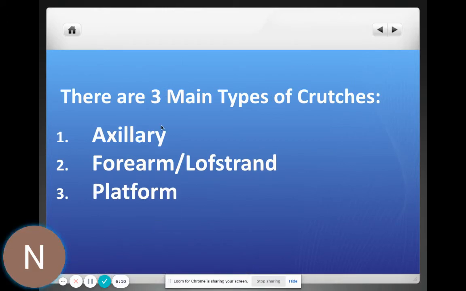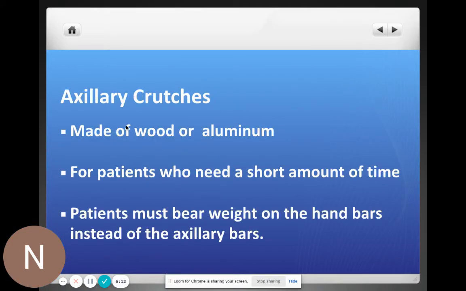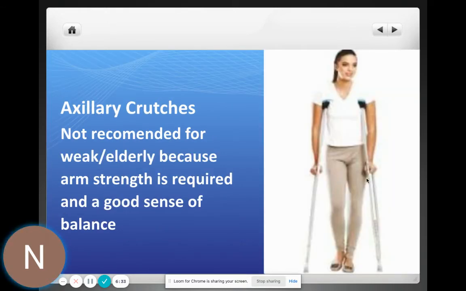We have 3 main types of crutches. The first ones are axillary crutches. Those are the ones that you see most often. They are used if someone has an injury for a short amount of time. The problem with these is that patients have to bear weight on the handbars. So you have to have good coordination, a good sense of balance, and good strength in your wrist and hands. So we would not recommend these for older adults.